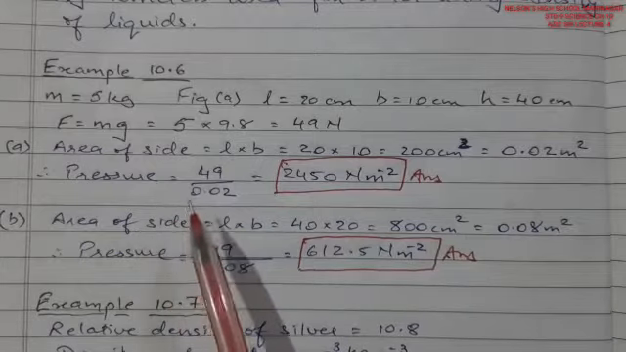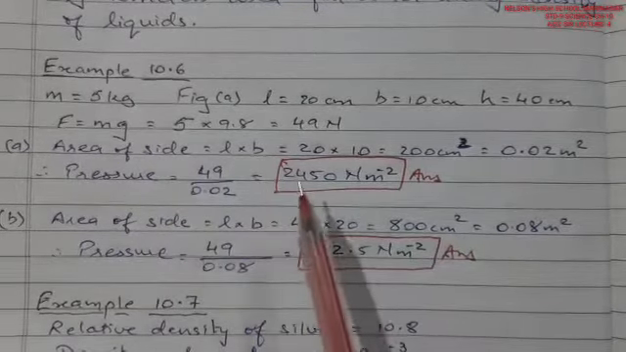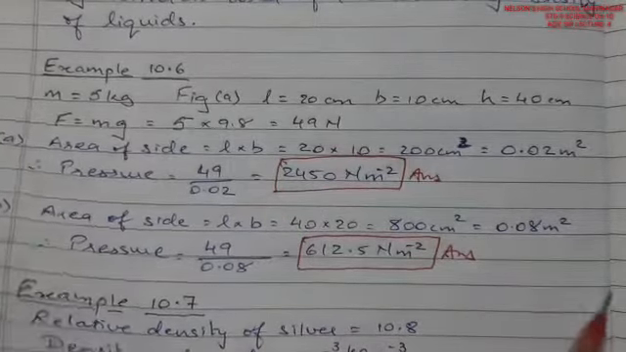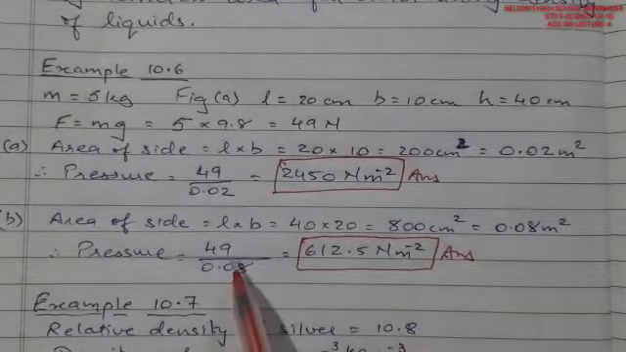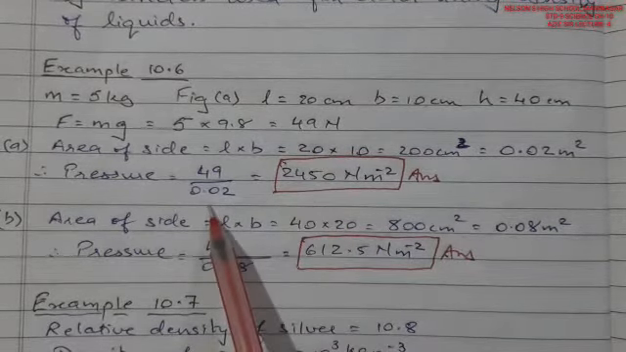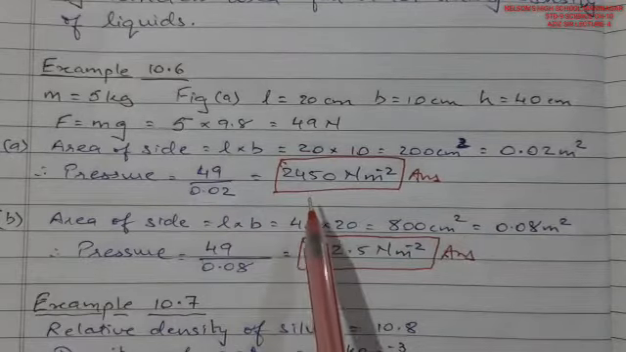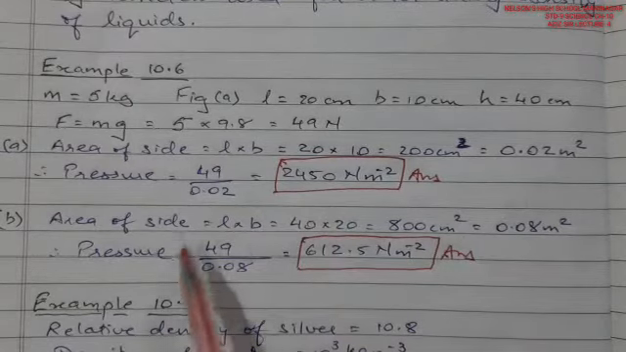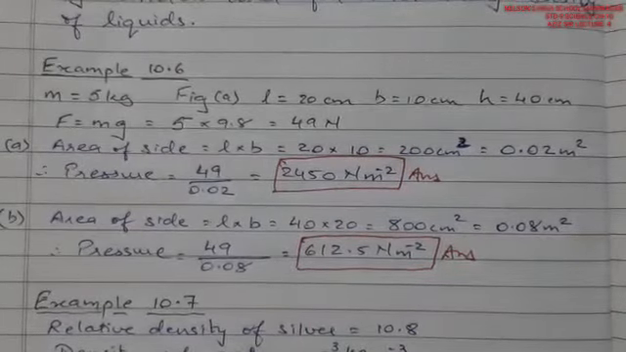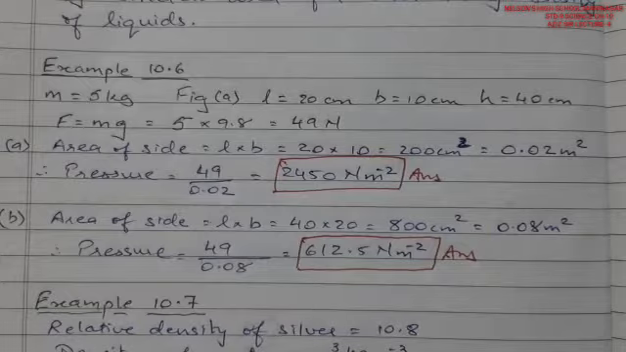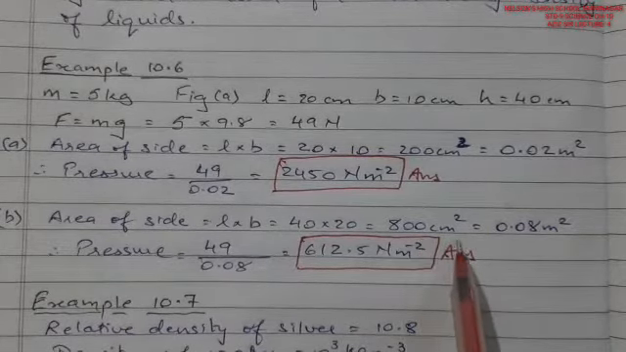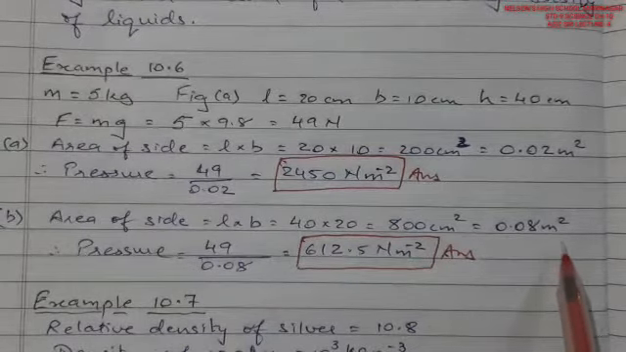Pressure equals thrust upon area, we have just learned the formula. So this thrust is a force, a perpendicular force of 49, and the area is 0.02, so the answer comes out to be 2450 in case of A. In the other case, it was 40 and 20 in figure B, so that comes out to be 800 centimeter squares, that is 0.08 meter square.